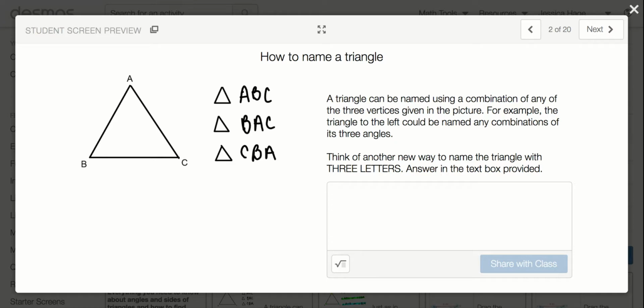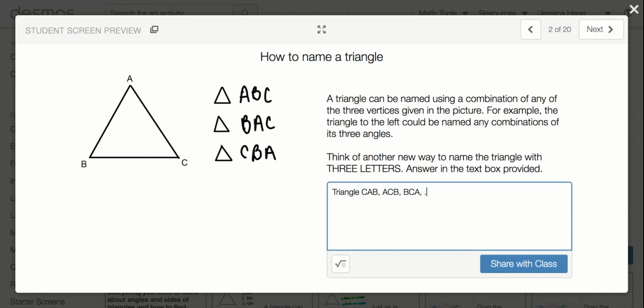Naming a triangle is pretty important. You can name it with 3 letters, all capital, and the order does not matter when you have one triangle. We will see that the order matters when we're comparing 2 triangles to each other in 5.2. So think of another way to name this triangle with 3 letters. As long as your 3 letters do not match, make sure you put triangle in front, so we're not talking about an angle. So this could be triangle CAB, ACB, BCA, etc.